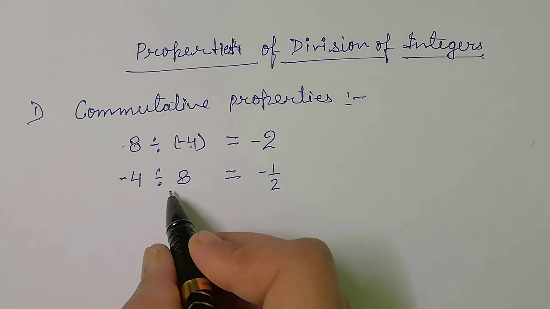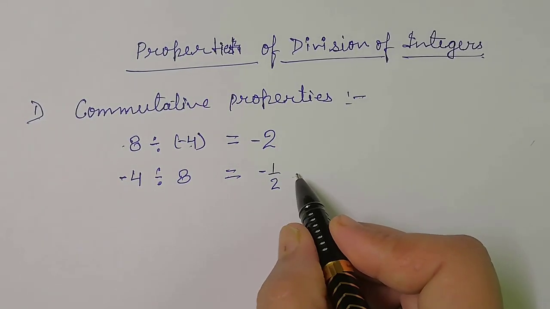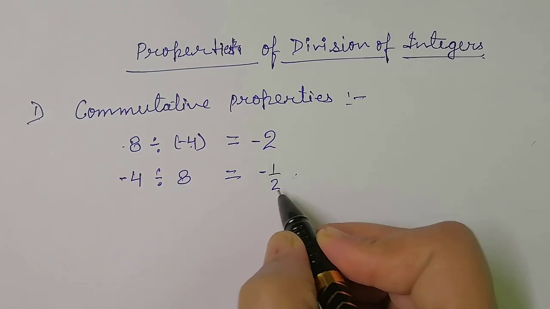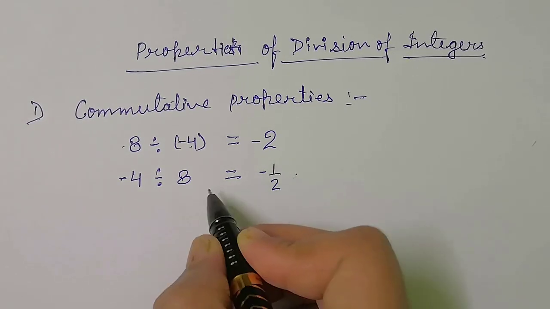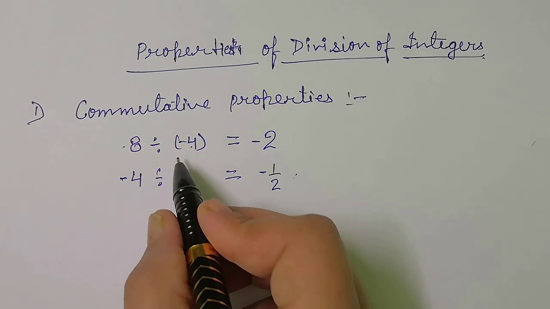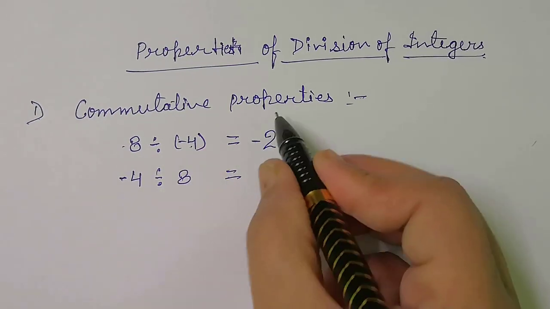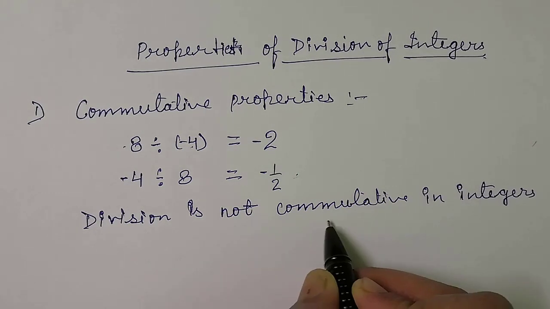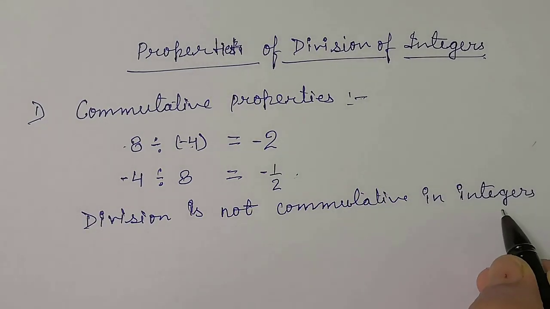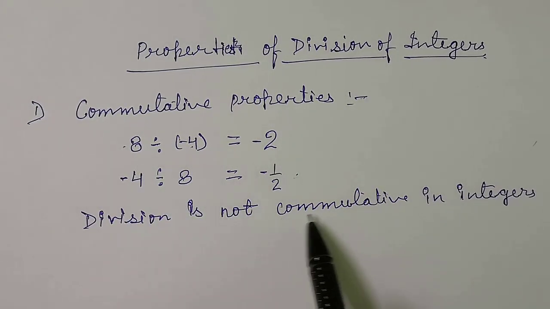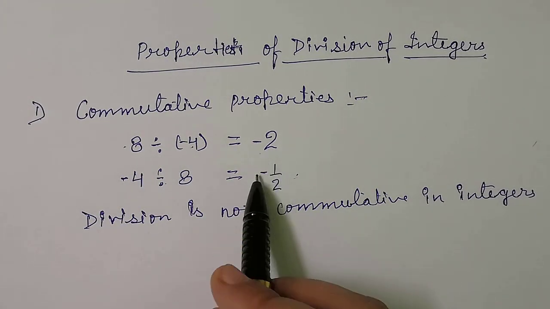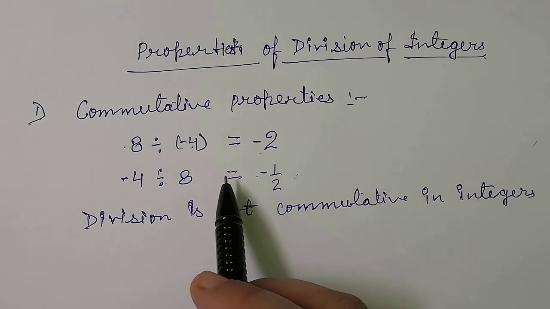Okay, when we divide this, we get our quotient in decimal points. Okay, we won't get minus 2 here. It means the conclusion is this: division is not commutative in integers. In integers, division is not commutative, because when we change their order we get a different quotient, not a similar quotient.